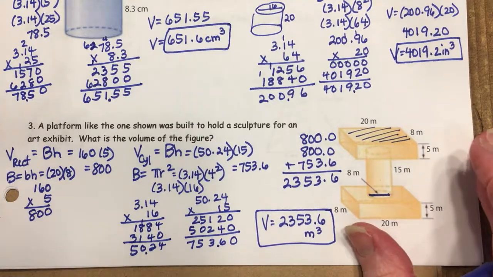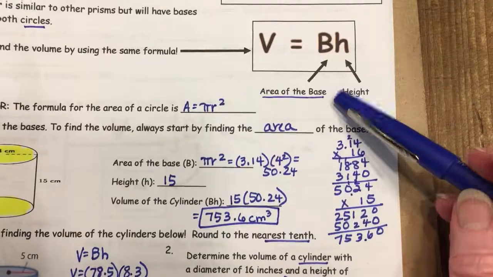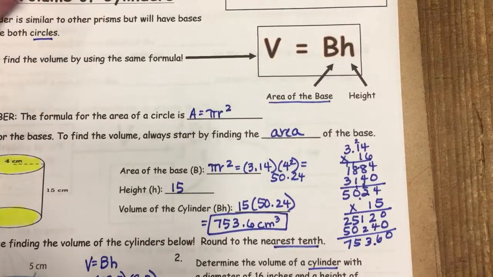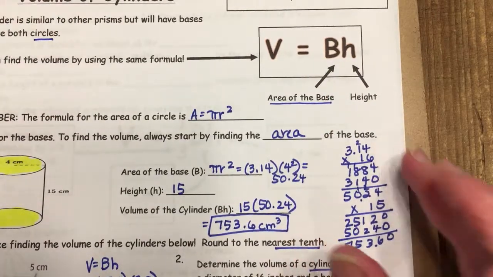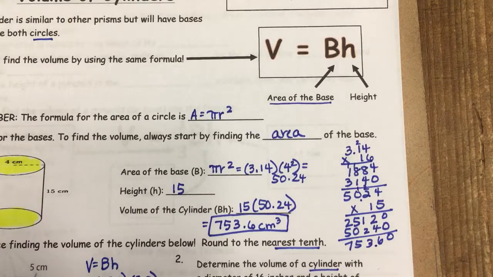All right, so that's the volume of cylinders. Same formula you've used before, only now the base is the shape of a circle, so make sure you're using pi r squared to find that area first.